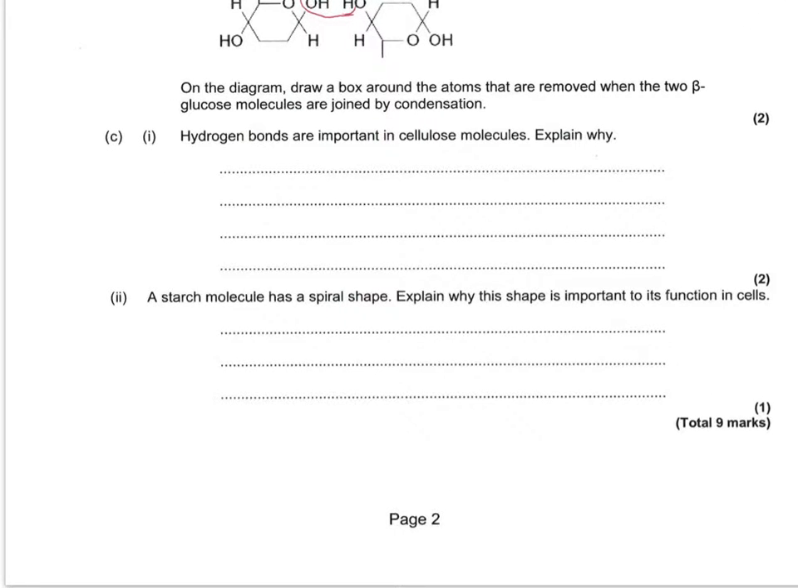Hydrogen bonds are important in making a cellulose molecule. So what do they do? Well, they hold the cellulose molecules together, forming microfibrils. That's a mark. And the second mark, there are lots of hydrogen bonds, so that makes it strong. Starch is spiral, so it makes it compact for this last mark there.